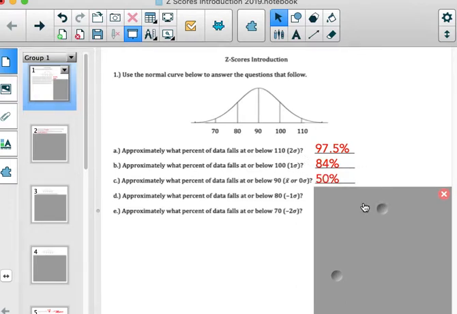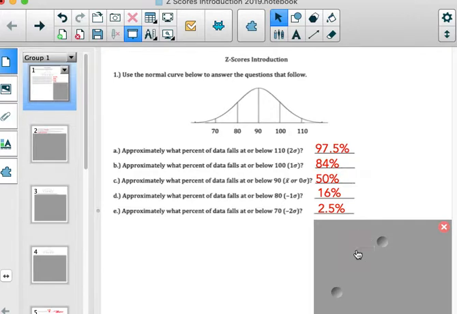C, what percentage falls at 90 or below, which is 0 standard deviations, is 50%. And I could ask you at 90 or above, and of course that would be 50%. If I asked you above A or above B, it would be the remainder of that from 100, because it's 100% in the curve, and that's a really important aspect for us to think about. And on D, approximately what percentage falls at or below 80, which was 16%, and at or below 70 is that little tail of 2.5%.